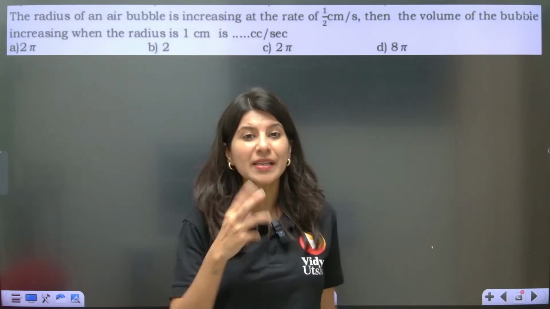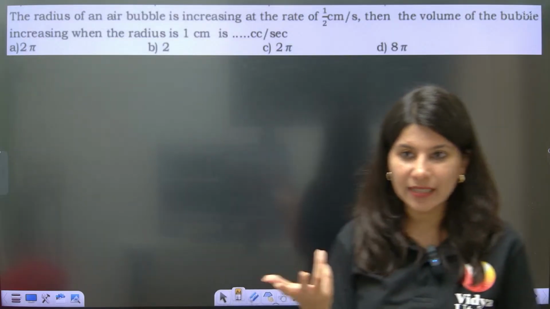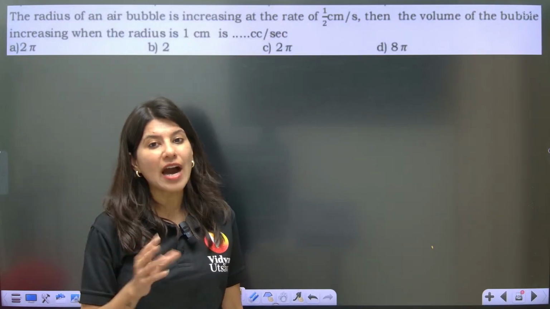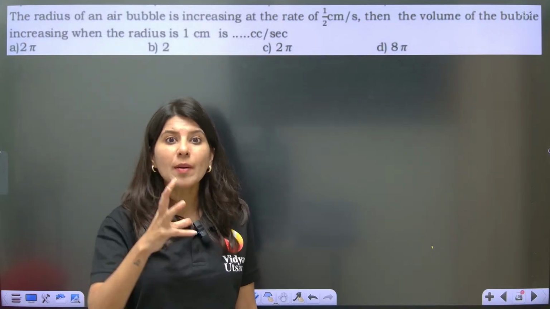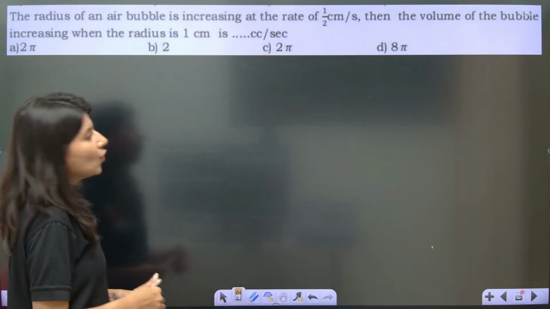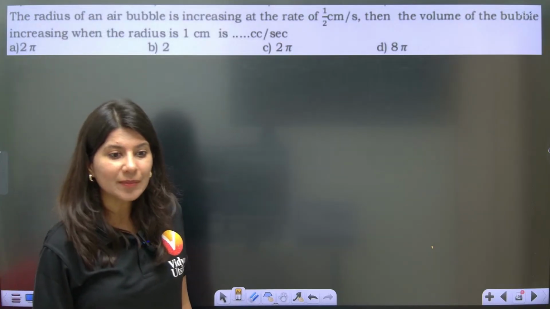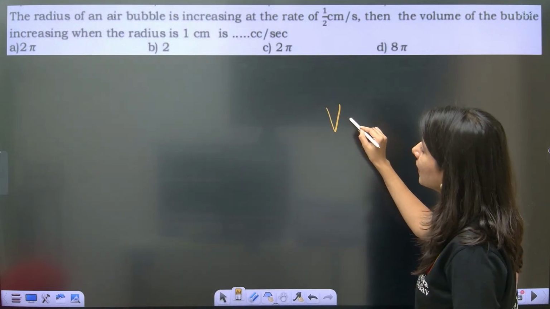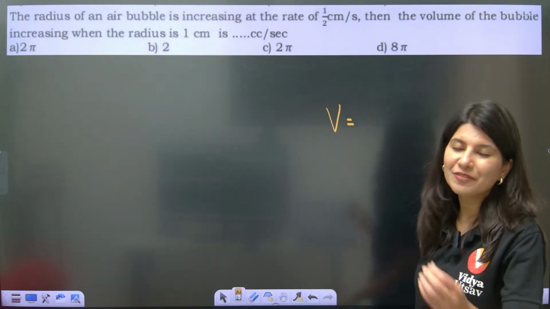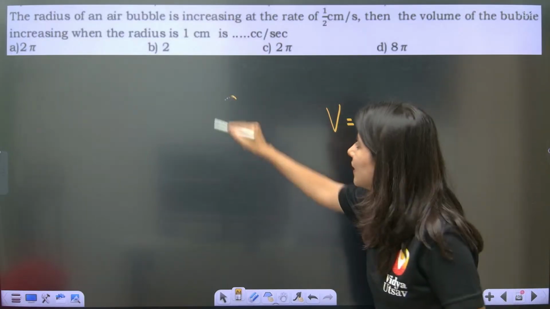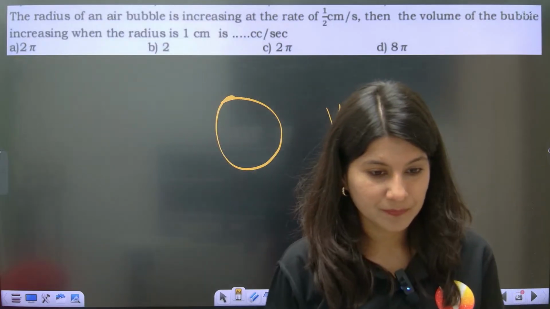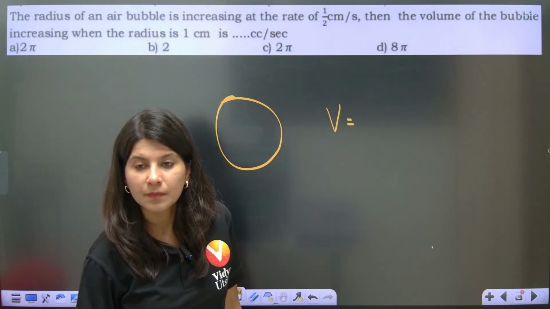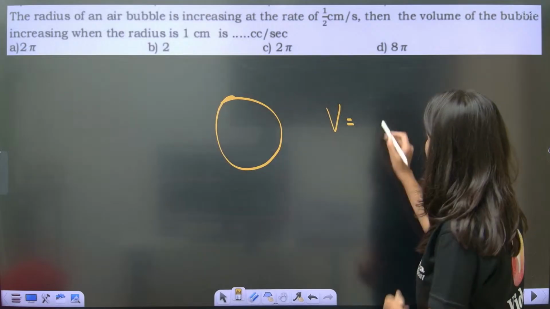Now a similar type of question but with a little more difficulty. The radius of an air bubble is increasing at a rate of half centimeter per second. The air bubble is spherical in shape, correct? I am looking for the volume of a sphere. Can anybody tell me in the chat box? Volume of sphere is 4 by 3 pi r cube. Yes.